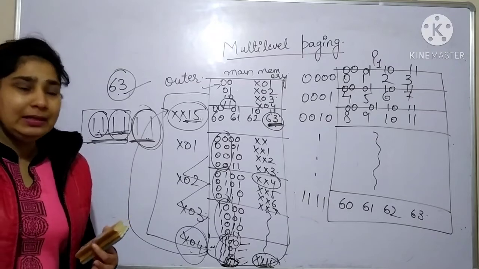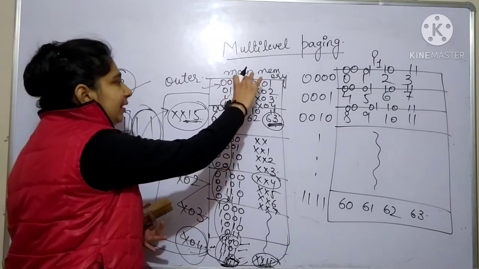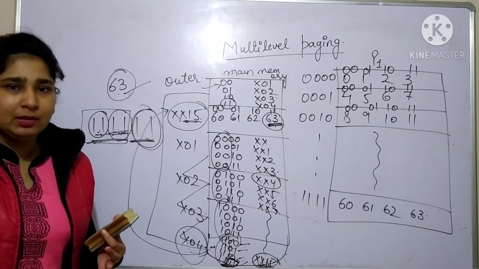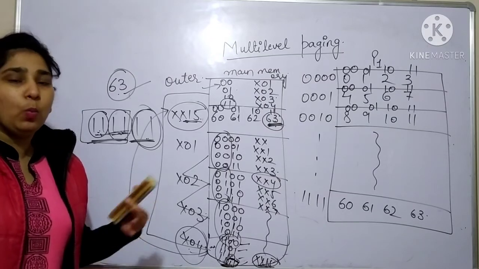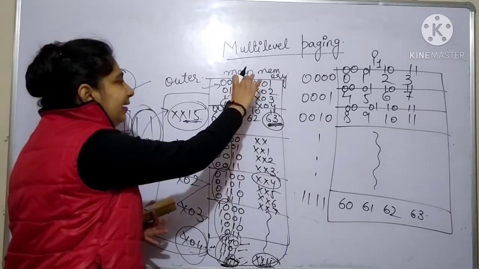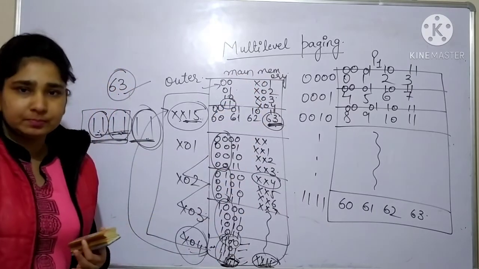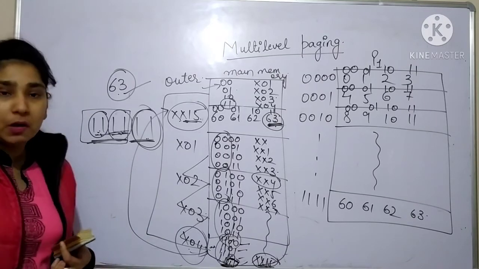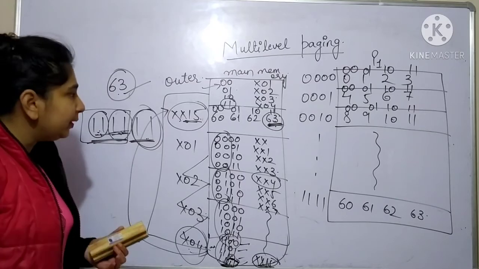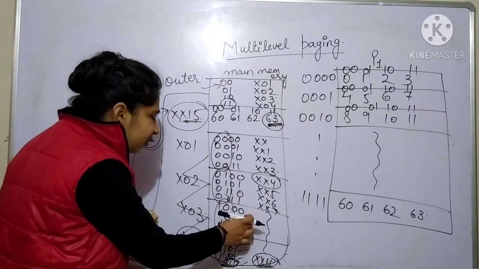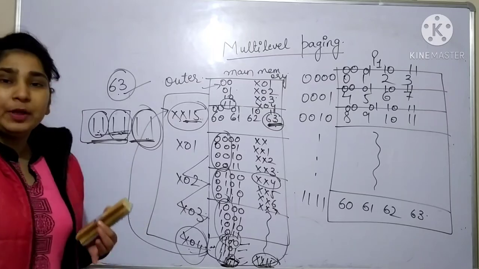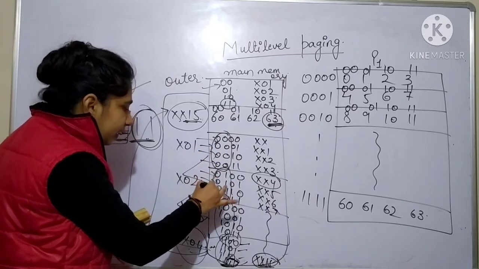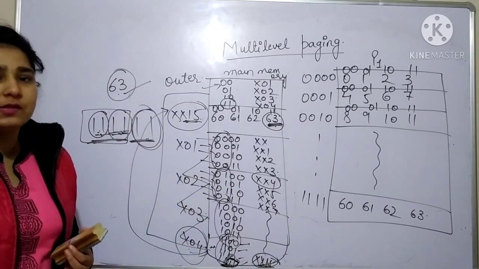We make page tables until we can store our page table in one frame. We make many page tables, one over another, until we get our page table in one frame. So this is how multi-level paging is going to work. It is really helpful if you want to reduce the total number of main memory accesses, because if you search each and every location of the main memory, a lot of time is going to be wasted.